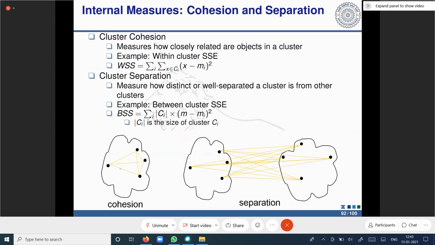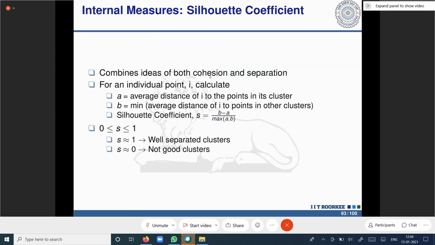Cluster cohesion measures how closely related the objects in a cluster are. So it could be within-cluster SSE. It finds how close the objects are within the cluster. It finds all these pairwise distances and the average distance of each point from the centroid, and the average of them. Another one is cluster separation, which finds out how distant two clusters are. So it could be between-cluster SSE, the average of all these points.